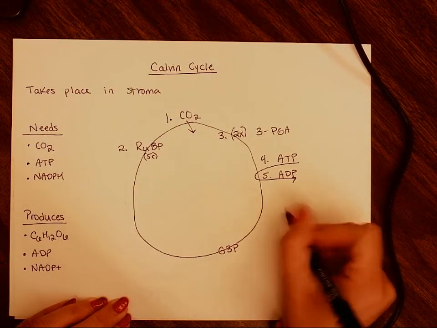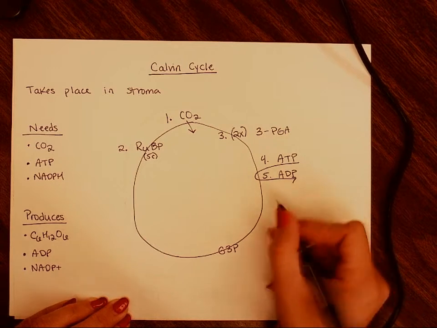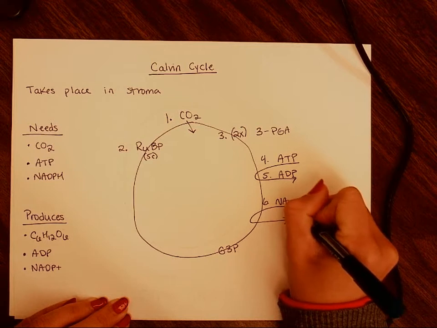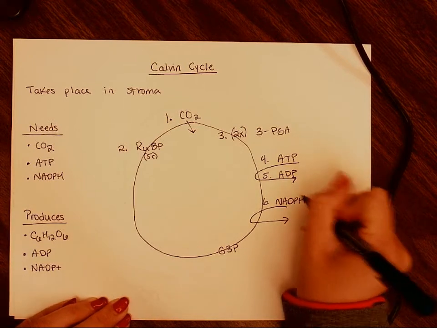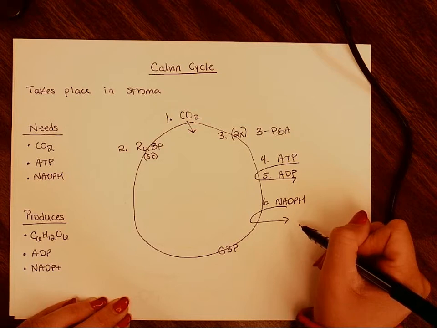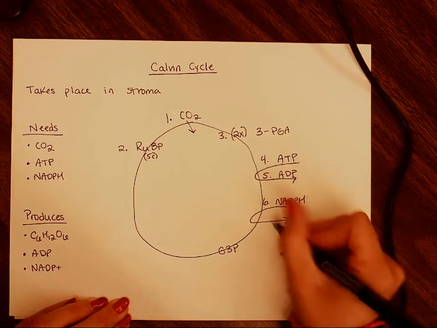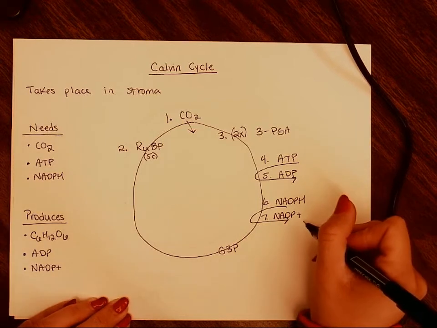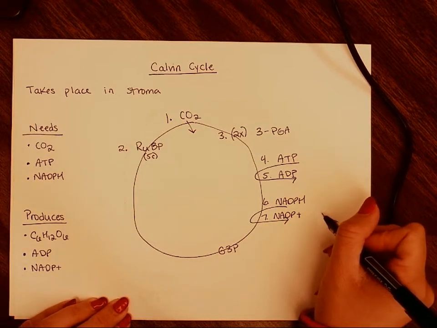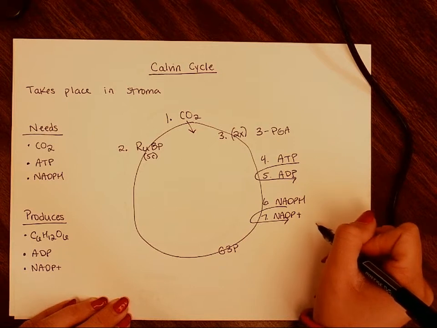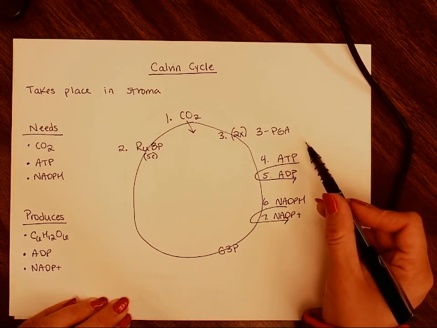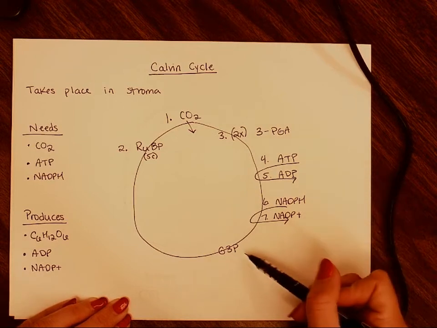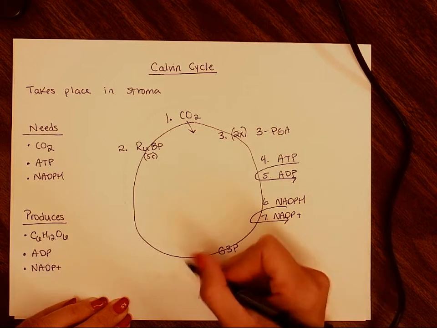Next step that we see in order to get from 3-PGA to G3P is that electrons carried by the NADPH are going to come in and drop off these electrons. Once these electrons are dropped off, NADPH is going to turn back into NADP+. And again, it's going to head back to the light reactions to pick up more electrons. So 3-PGA with energy and electrons carried by NADPH can be modified into G3P.